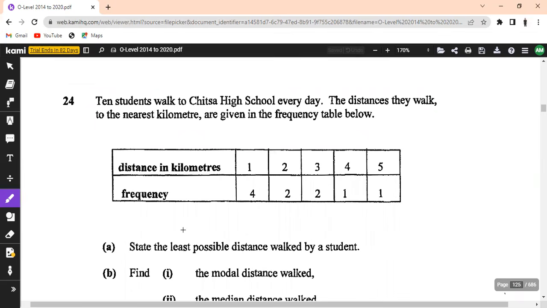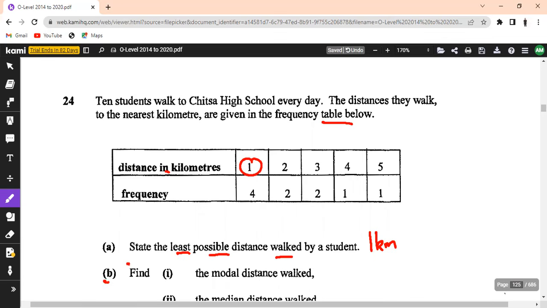So these ones, they are walking every day to Chitsa. The distances they walk to the nearest kilometer are given in the frequency table below. So these are the distances, the distance in kilometers, then the frequency. State the least possible distance walked by a student. What is the smallest? The least is the smallest distance, and the smallest distance is 1 kilometer. That was the least distance which was traveled. Like the smallest distance. That's what they mean.